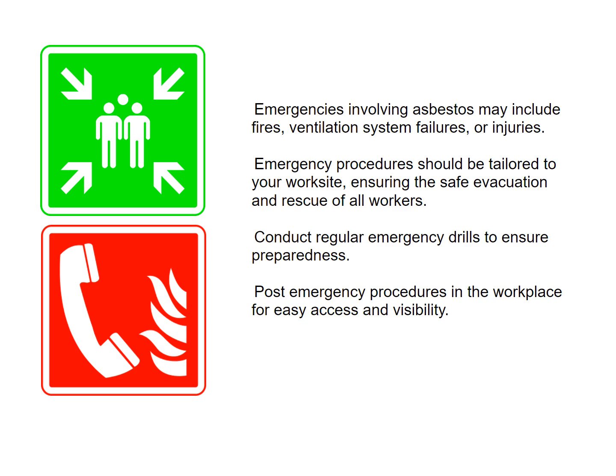Emergencies involving asbestos may include fires, ventilation system failures, or injuries. Emergency procedures should be tailored to your worksite, ensuring the safe evacuation and rescue of all workers. Conduct regular emergency drills to ensure preparedness. Post emergency procedures in the workplace for easy access and visibility.